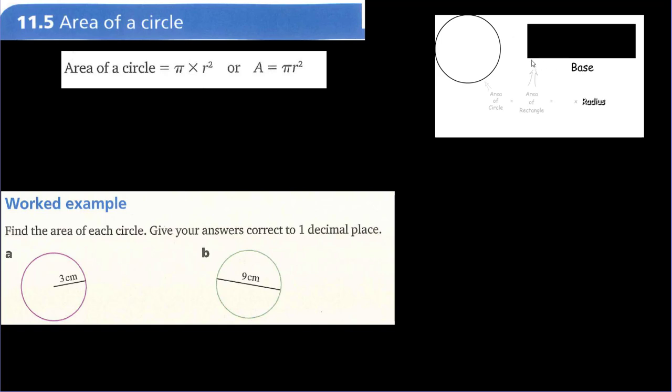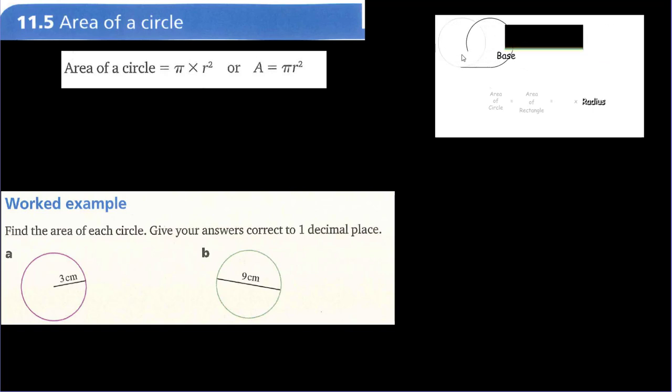What about the base? The base is the length of half of the circle. Why? Because when you open the circle, this part and this part are separated into the upper part and the other side here. So it is half of the circumference. What is the circumference of the circle? You know from the previous year, it is 2 pi r. And the base is half of the circumference, which is equal to pi times r.